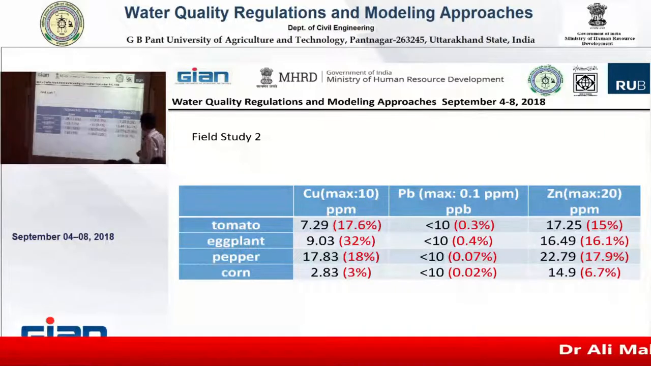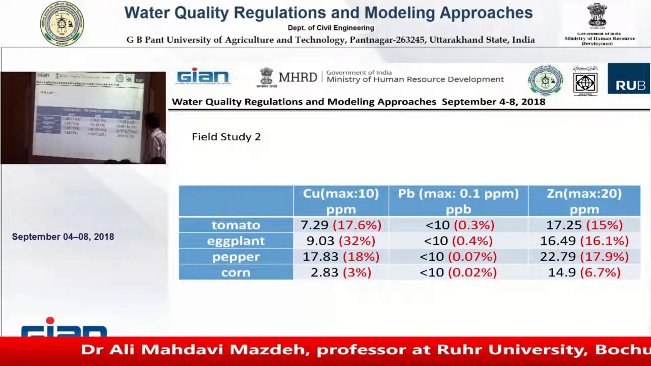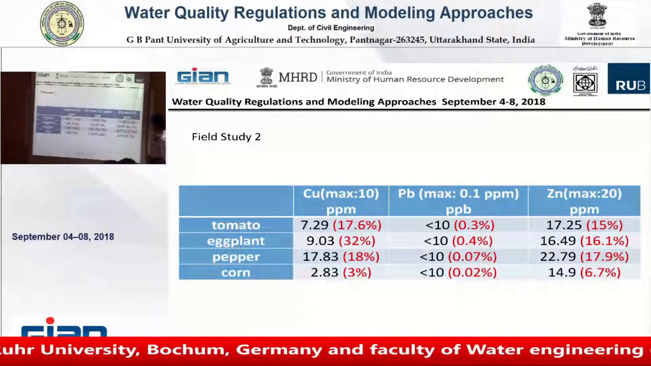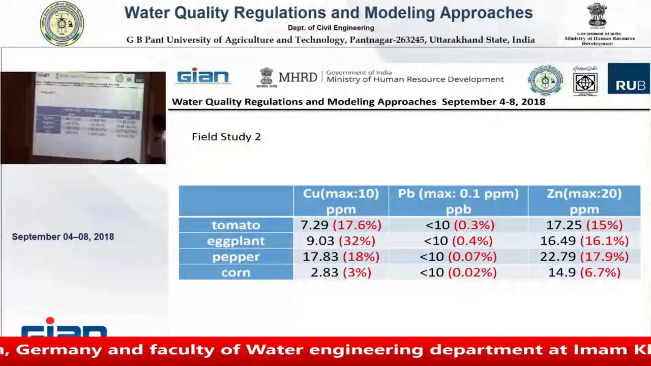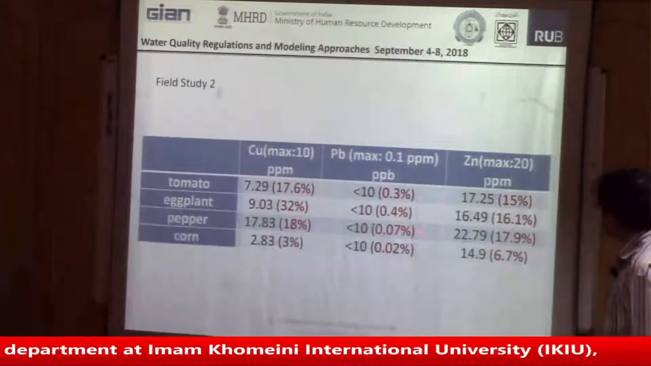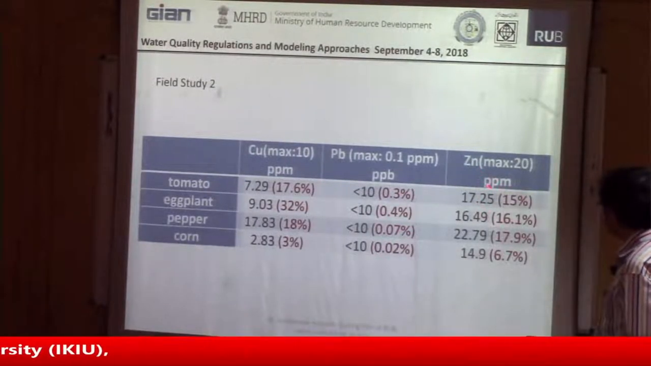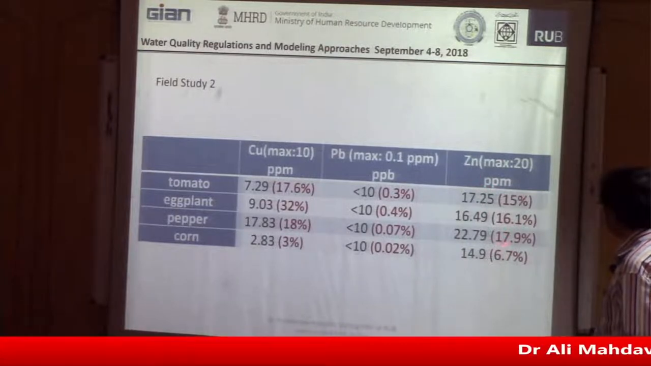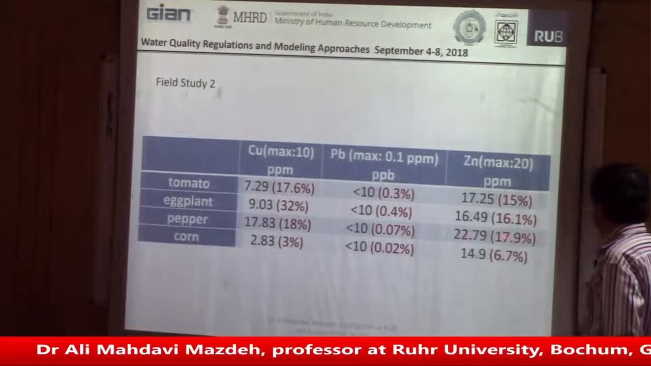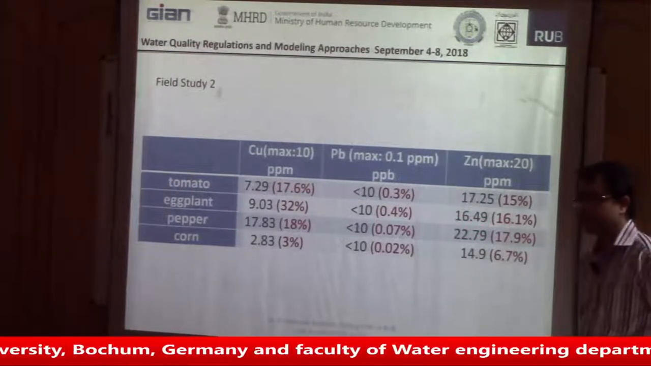About the lead, the concentration is less than 10, and as you can see, all of them have a slow movement. About the Zn, we have 80% maximum for pepper and 16% for eggplant.